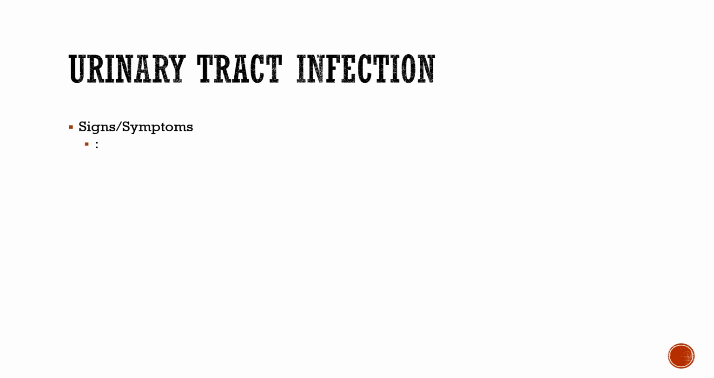Females, of course, are more at risk because of the shorter urethra. Children may also have frequent urinary tract problems. And then the biggest risk, of course, is indwelling catheters.